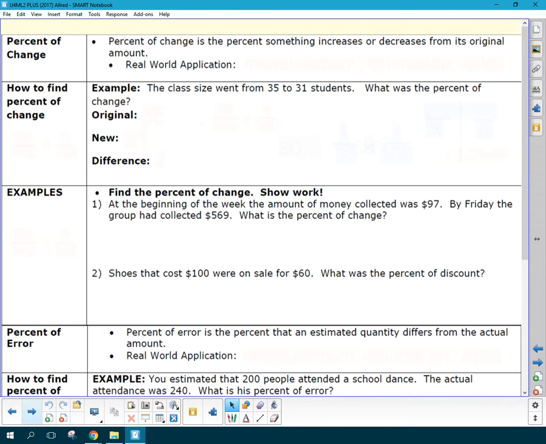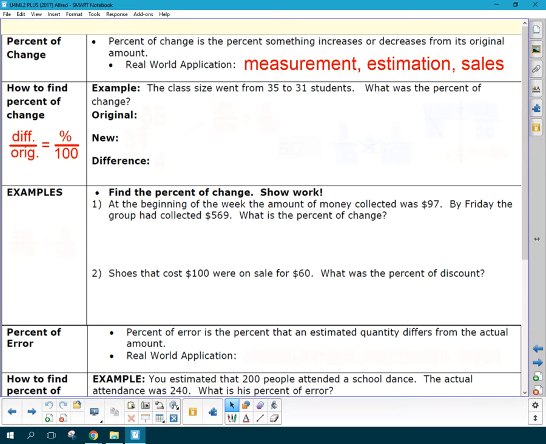So here we go. Percent of change is the percent something increases or decreases from its original amount. We see it a lot when we're measuring things and estimating, and even in sales. Yesterday we talked about a proportion that we could use to solve percent word problems, and we can pretty much use the same proportion to solve these percent of change problems, since they are still percent word problems.